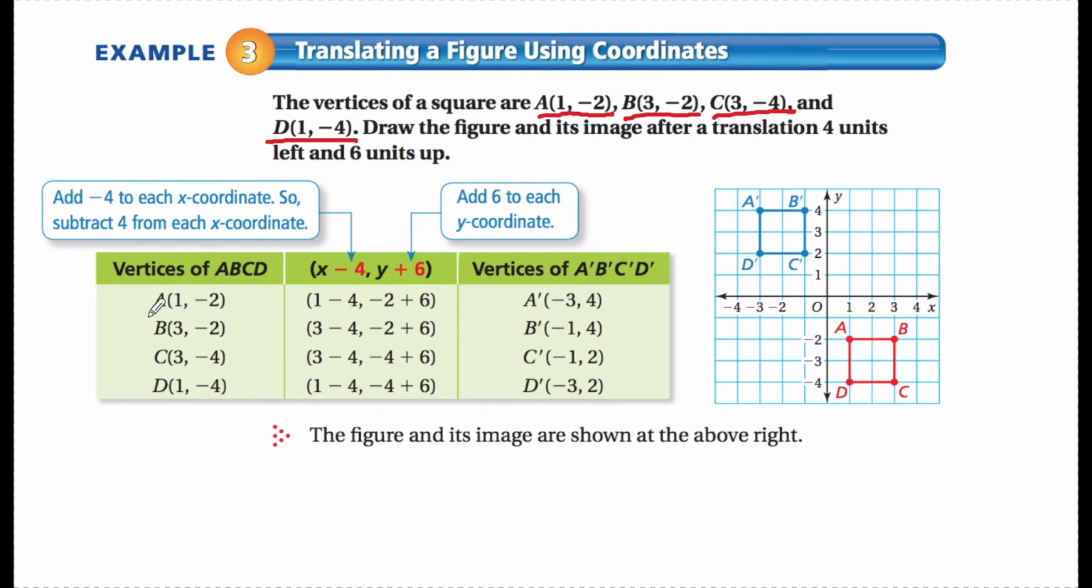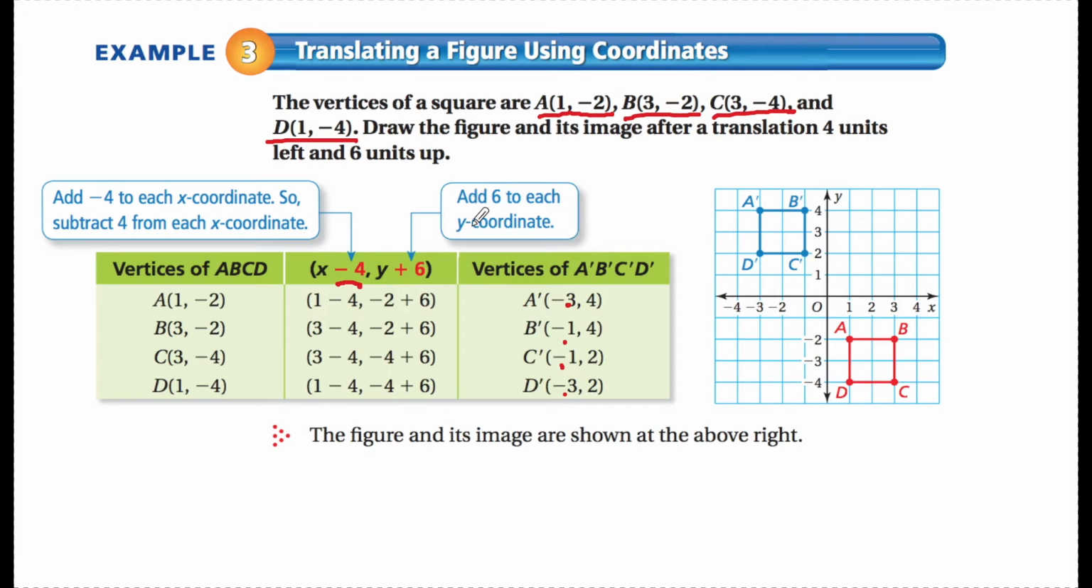So these are the vertices we started with. We're going to subtract 4 because we need to add -4 to each x coordinate. So you subtract 4 from each x coordinate. So we have 1 minus 4 gives us -3. 3 minus 4 gives us -1. 3 minus 4 gives us -1. And then 1 minus 4 gives us -3.